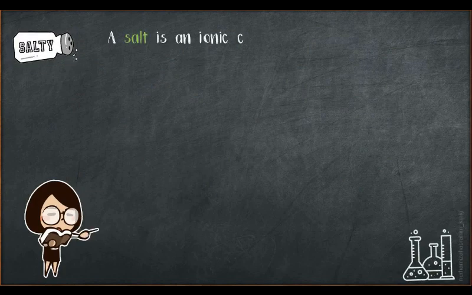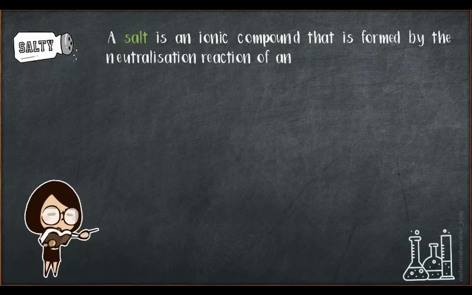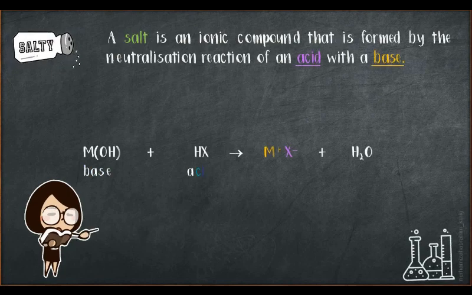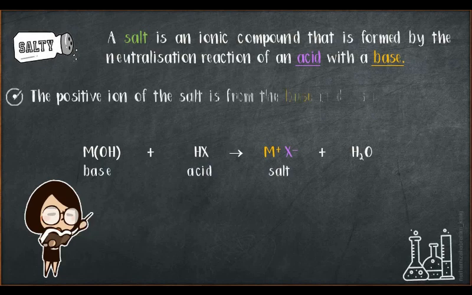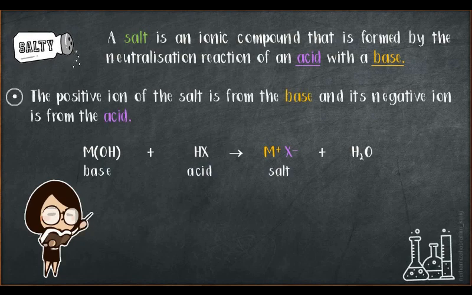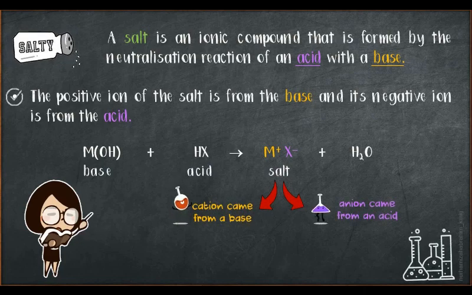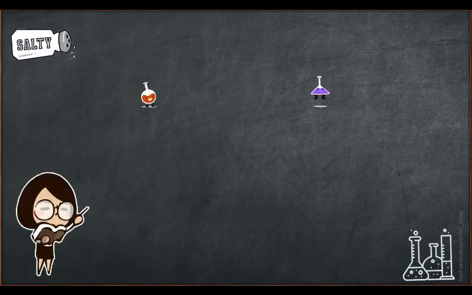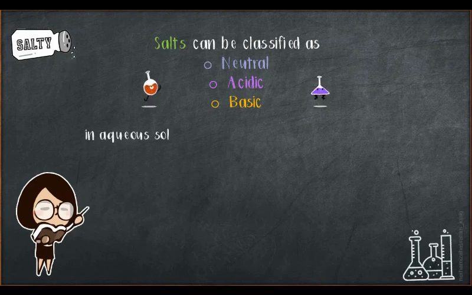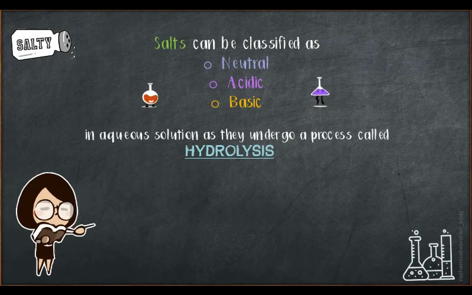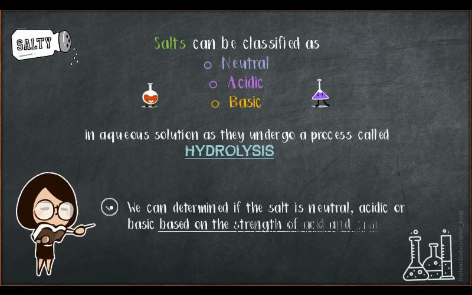So salt is actually an ionic compound that is formed by the neutralization reaction between an acid and a base to produce salt and water. The positive ion of the salt is from the base while its negative ion is from the acid. Salt can be classified as neutral, acidic and basic salt in aqueous solution as they undergo a process called hydrolysis. We can determine if the salt is neutral, acidic or basic based on the strength of acid and base.